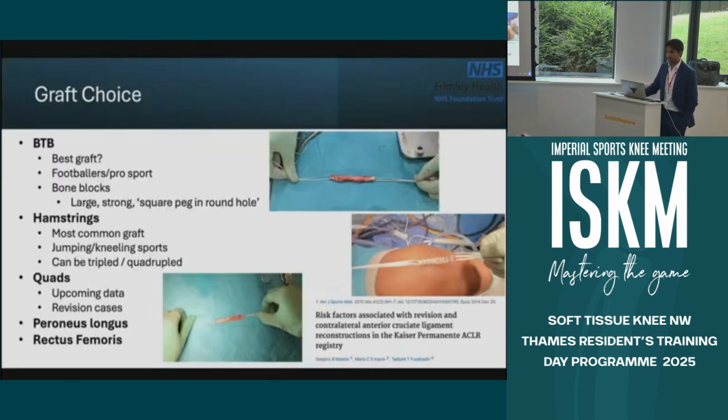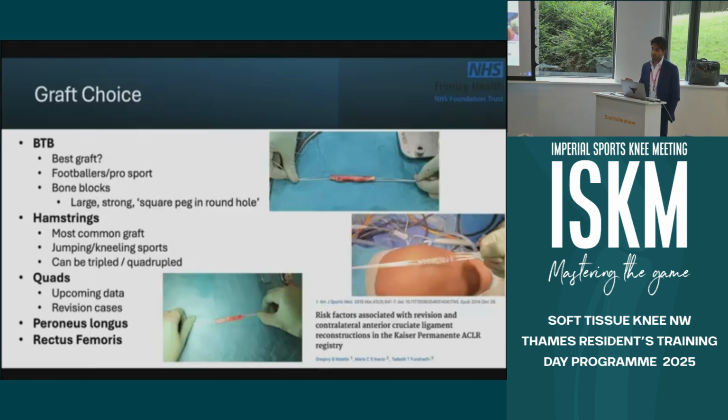Well, BTB, I think is the best graft out there. It's gold standard. If you look at the Kaiser Permanente data, it's got the lowest revision rate of any data. Kaiser Permanente is an insurance company in America. They compared all the ACLs done over the last 20 years, and they showed the lowest revision rate compared to hamstrings, because hamstrings do fail, versus BTB, isolated though. So it's the go-to bone block. It's the go-to graft for footballers or professional athletes.